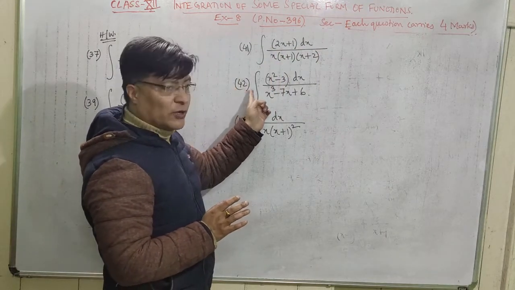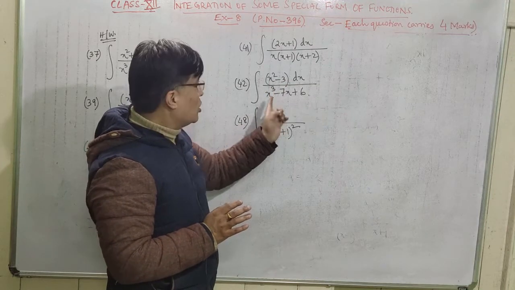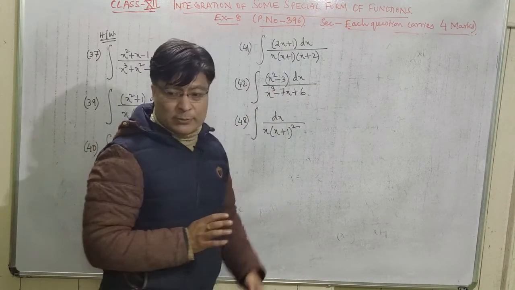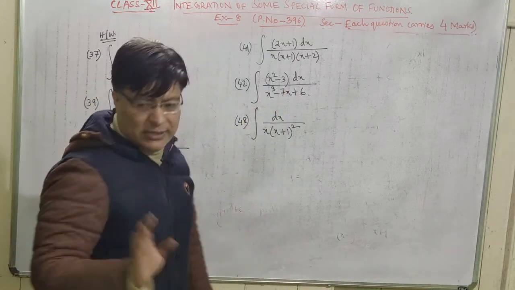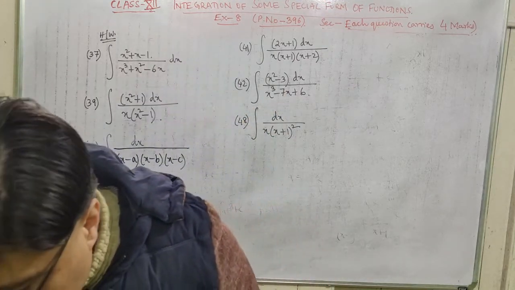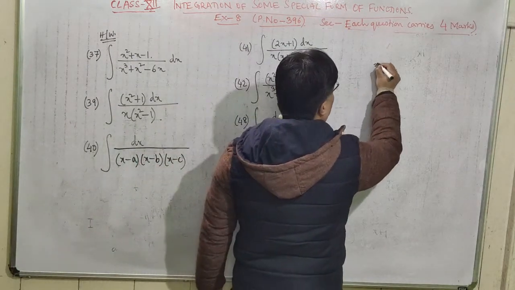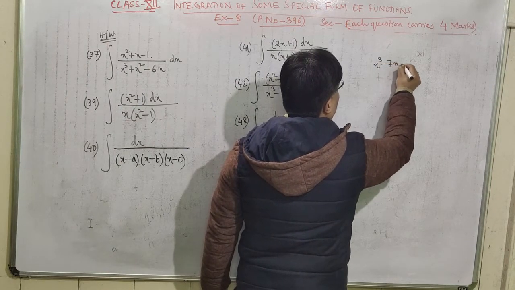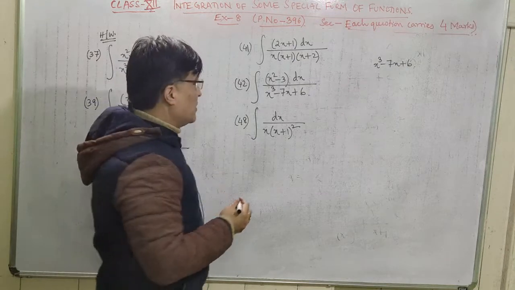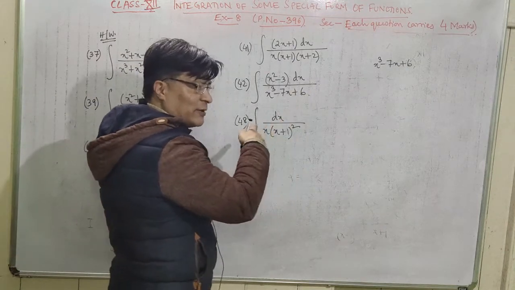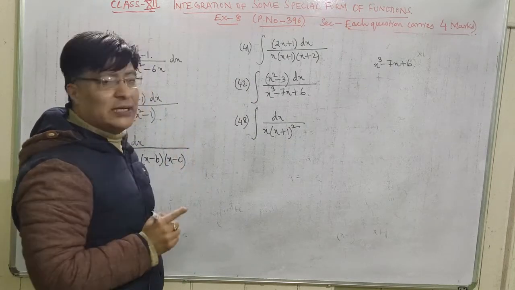And for this also number 42, integral sine x square minus 3 dx divided by x cube minus 7x plus 6. You know how to factorize x cube minus 7x plus 6. So how can you factorize it? Let us do its factorization. x cube minus 7x plus 6. You know how to factorize this cubic expression, isn't it? If you can factorize that expression, you can easily integrate it.